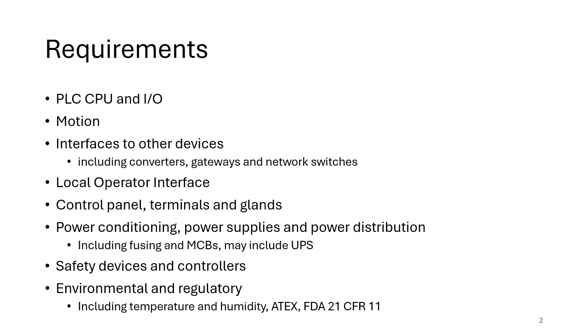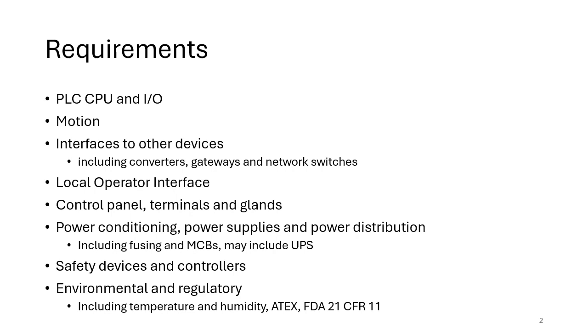There may be a local operator interface to allow the operators to understand what's going on and be able to perform control. And then we come on to the related control equipment itself. So there will be a control panel or enclosure, and inside the control panel there will be terminals and glands. We also need power conditioning, power supplies, power distribution. That may include fusing and miniature circuit breakers, and possibly even a UPS if you want the PLC to continue to operate when there's no power being applied.